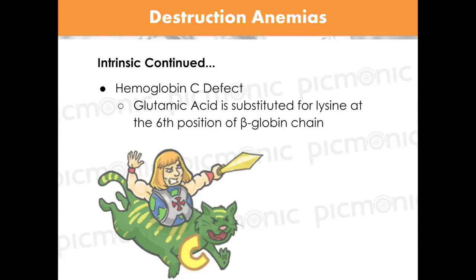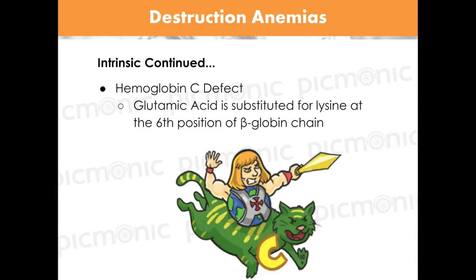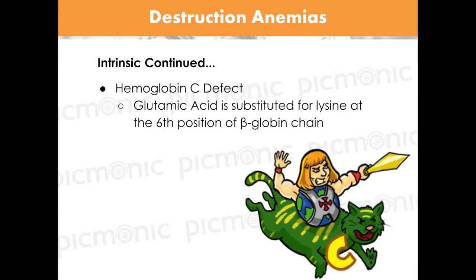Okay, so that's why you have the pair ox with hemoglobin, He-Man globe, and he's wearing night vision goggles. So you startled him in the night and caused him to pee. Pretty cool visual. Okay, another one is hemoglobin C. So He-Man globe, and he's on the C cat. Hemoglobin C is another intrinsic destruction anemia, where you have an inherited defect where you substitute glutamic acid on a beta globin chain. More specifically, it's substituted for lysine at the 6th position. But just remember that you have an erroneous beta globin chain for hemoglobin C.